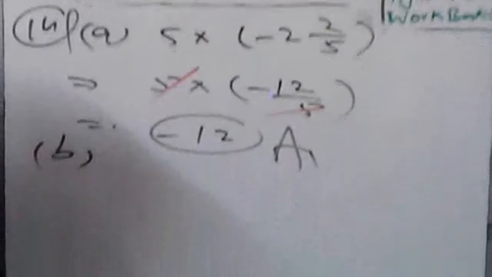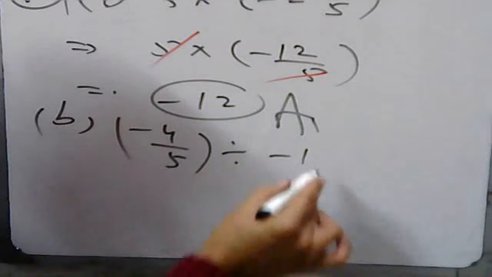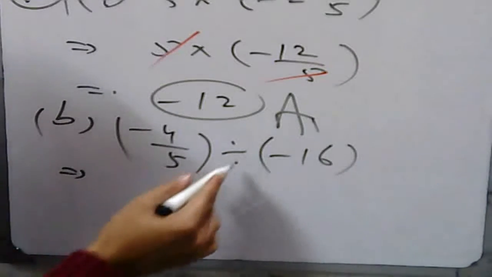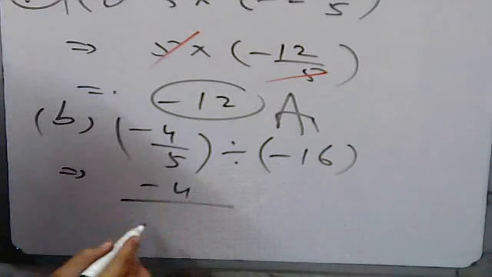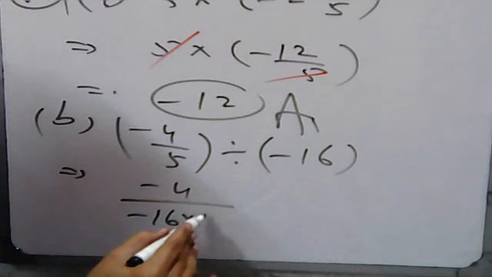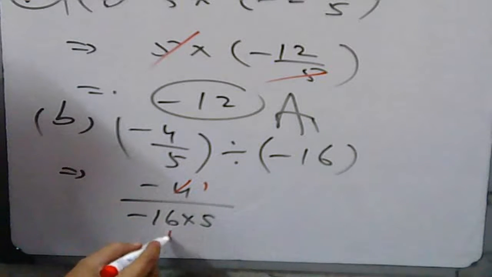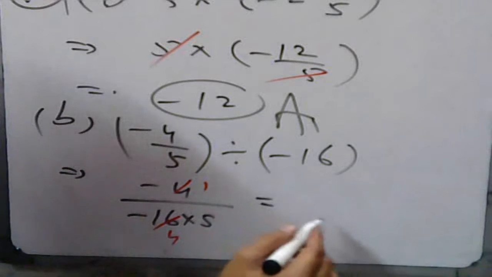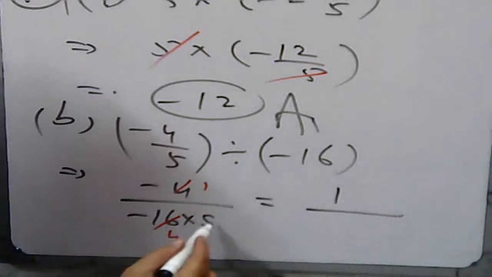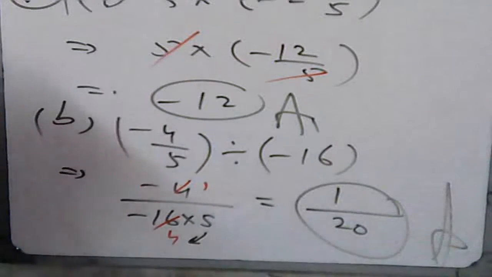Similarly in B part, minus 4 by 5 divided by minus 16. It can be written as minus 4 divided by minus 16 multiplied by 5. So simplify it, 4 ones are 4, 4 fours are 16. Minus minus will be cancelled with each other, so your result is 1 by, and multiply these two terms, 5 fours are 20. 1 by 20 is your required result.